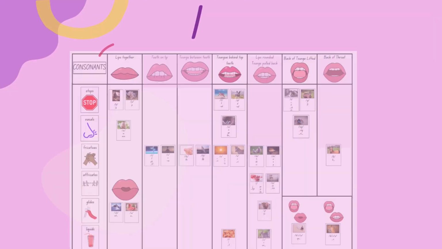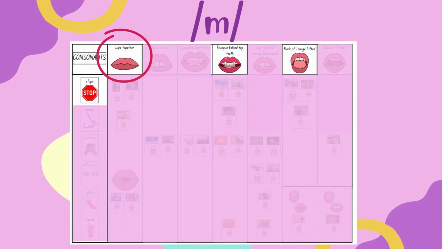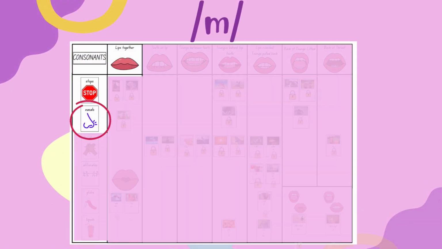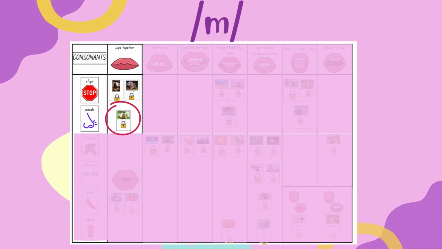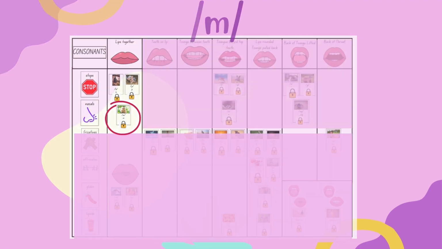We will put these lips right under lips together and also next to nose because that's how we make the m sound. Let's place the monkey picture for the m sound under lips together and next to nose.